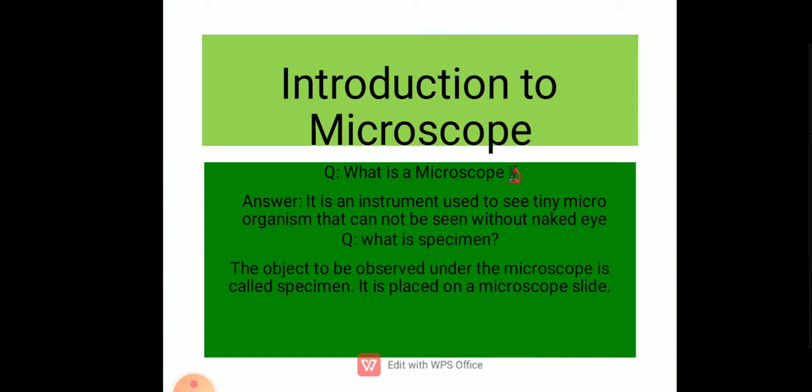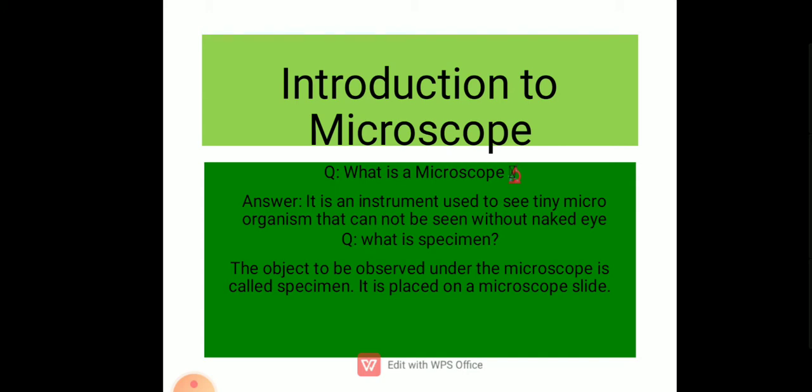It is clear from the word micro that it is something related to tiny things, right? So it is an instrument that is used to see tiny microorganisms that cannot be seen with the naked eye. It is an instrument that helps us to see the things that we cannot see with our eye.